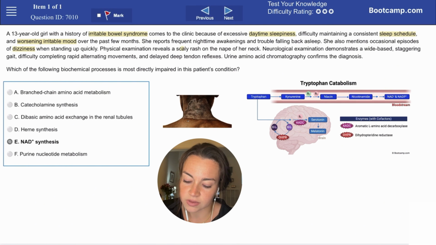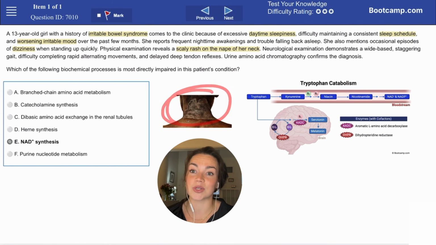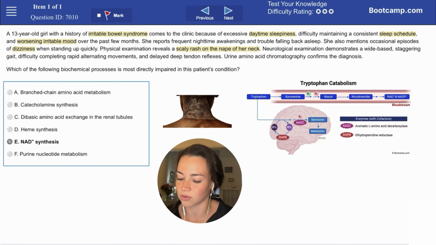Physical exam is revealing a scaly rash on the nape of her neck. That is pretty specific, and that should be ringing buzzword alarm bells. That scaly rash in a cape-like distribution along the back of the neck in those C3, C4 dermatomes should remind you of our image for pellagra, which we talked about when we talked about niacin or vitamin B3. So at least we have one buzzword, but let's try and put the rest of the picture together and we'll keep reading through the question.